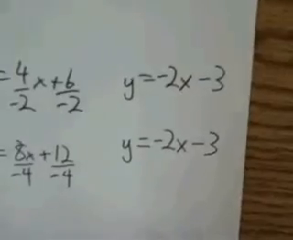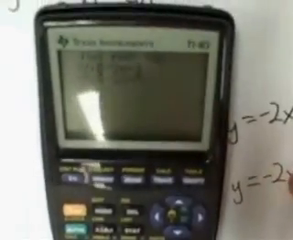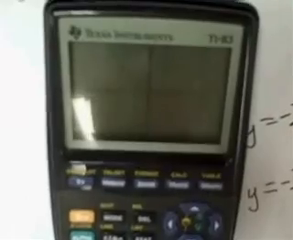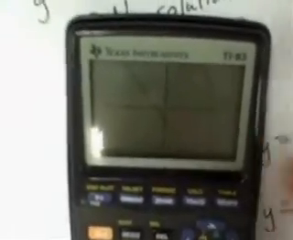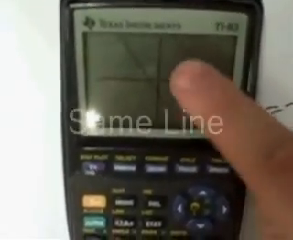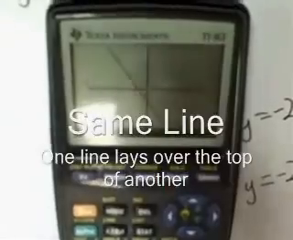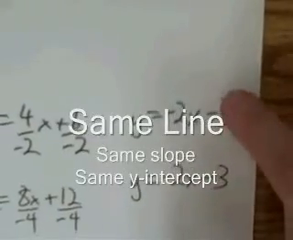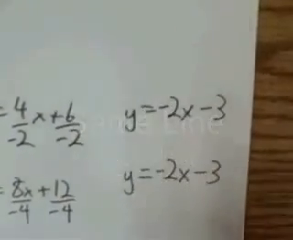It's the exact same line. I've gone ahead and put it back in the graphing calculator. We have negative 2x minus 3 and negative 2x minus 3. When we graph it, it graphs the one line, and it's still working to graph the second one, but we can't see it. The reason is they graph right on top of each other. If you have the exact same slope and the exact same y-intercept, they're the same line.